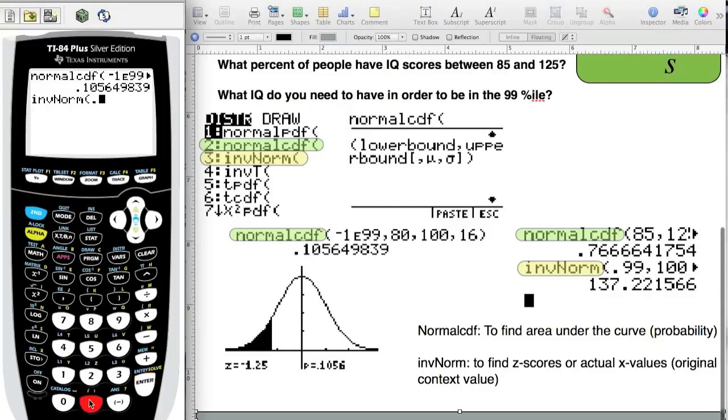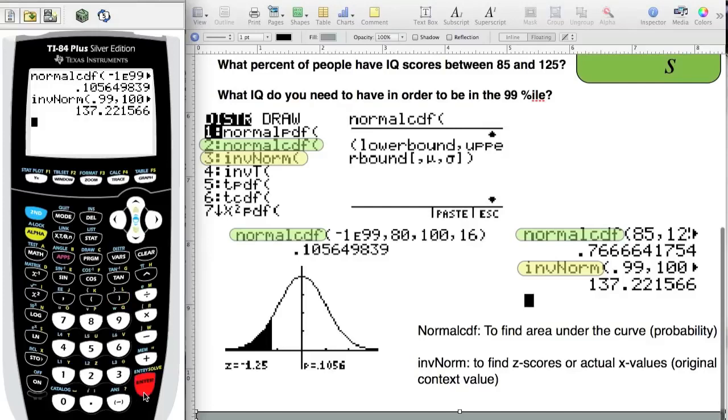In this case, we want to know the 99th percentile. The very first thing you type in is the cumulative area from left to right. It does not work any other way. Okay, and then type in comma, the mean 100, comma, standard deviation 16, and I close my parentheses. That's all I have to type in. So that was percentile area as a decimal, comma mean, comma standard deviation.